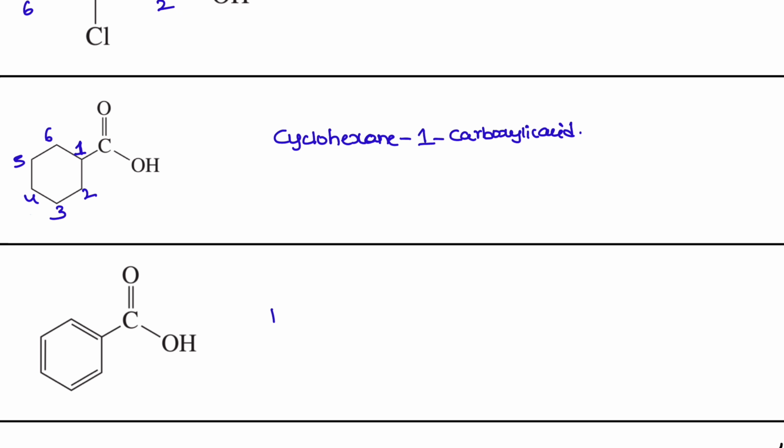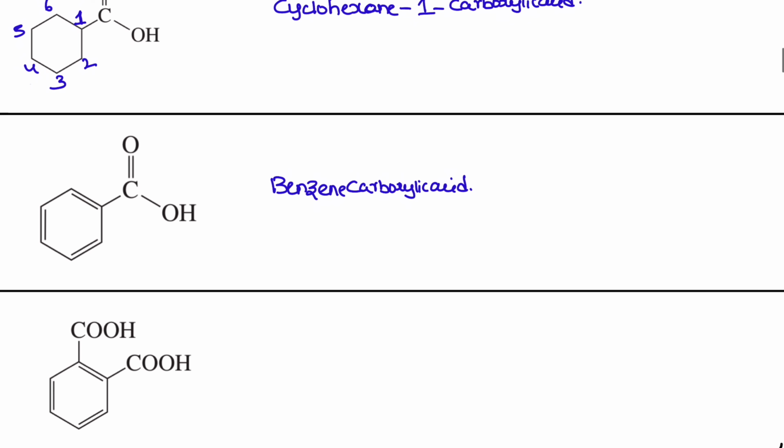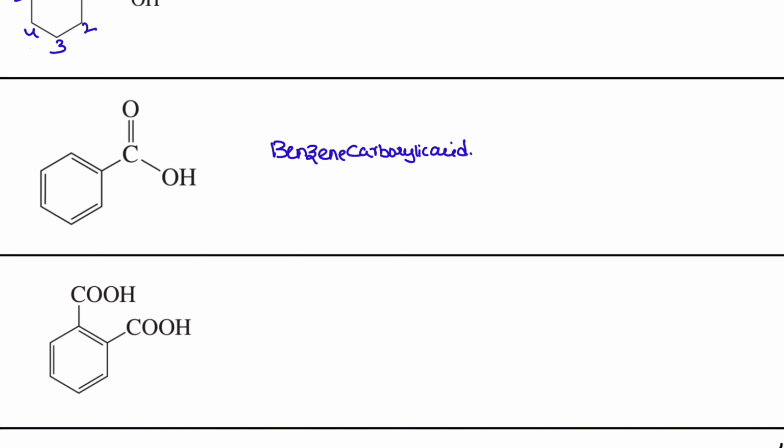And the next one, this is benzene carboxylic acid. Benzoic acid, earlier it was a common name, but IUPAC accepted benzoic acid. Therefore, you can say benzoic acid also. And here there are two carboxylic acid groups. 1, 2, 3, 4, 5, 6, and here this is benzene 1,2-dicarboxylic acid.